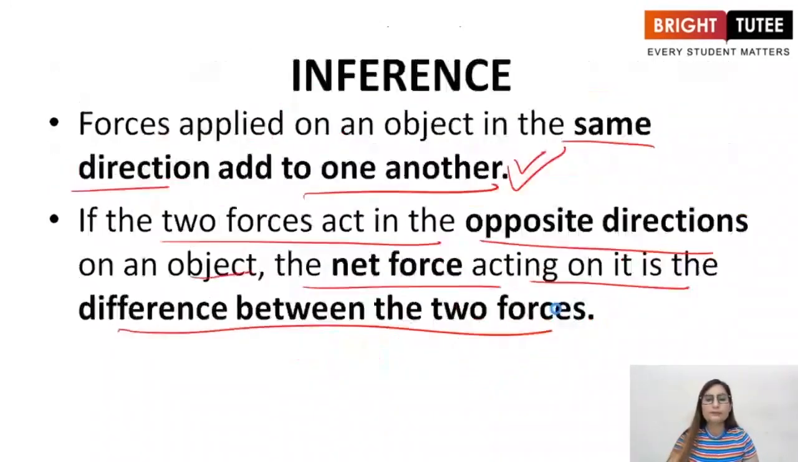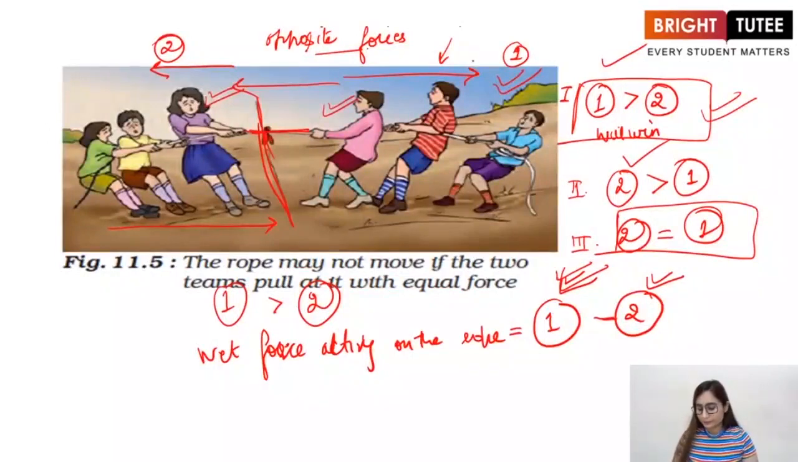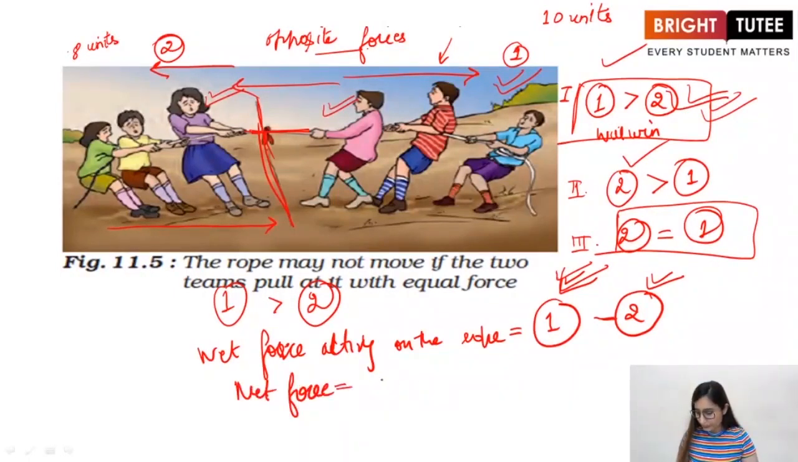For example, the force applied by team 1 was 10 units, right? And the force applied by team 2 was 8 units, right? So team 1's force is more than team 2's force. The net force will be equal to team 1's force minus team 2's force, that is equal to 10 minus 8 units. That will be 2 units.